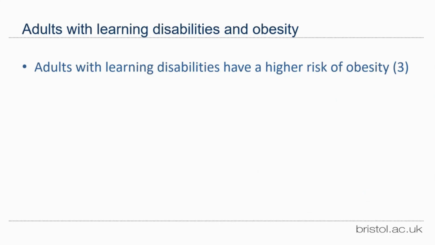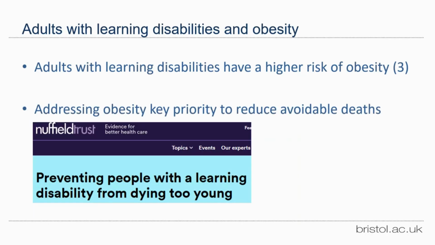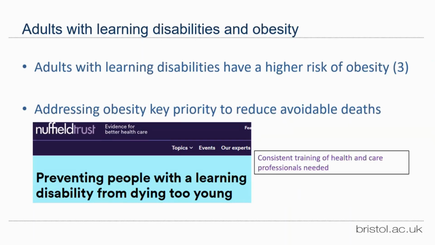We know, as Justine showed us all that data, that adults with learning disabilities do have a higher risk of obesity. And addressing obesity is really a key priority to reduce avoidable deaths. The Nuffield Trust, in fact, published a report last year highlighting obesity as one of 5 key areas of focus to close the gap of health inequalities. Within this, a number of recommendations were made, one of which was the need for consistent training of health and care professionals.